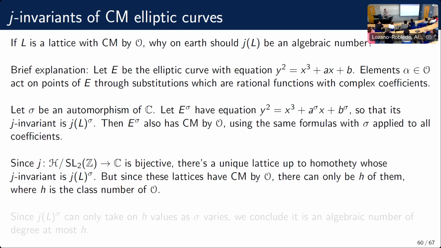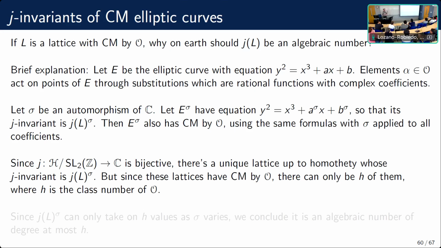Now, this J-invariant map, the inputs are homothetic classes of lattices, the outputs are complex numbers, but it's a bijection. So that means that J of L with sigma applied to it lives here, so there's got to be some lattice over here corresponding to it, and it's unique. So there's a unique such lattice. And that lattice has to have complex multiplication, again by the same order, by the previous paragraph.